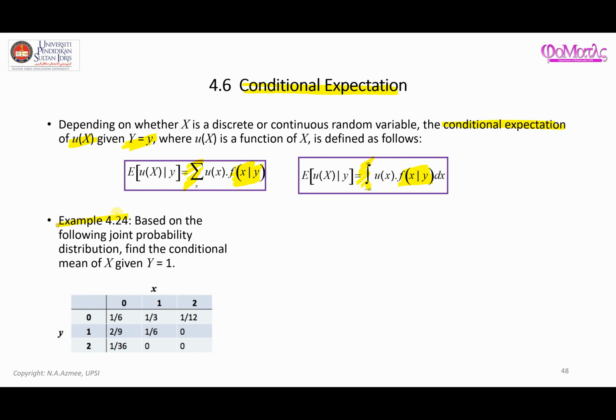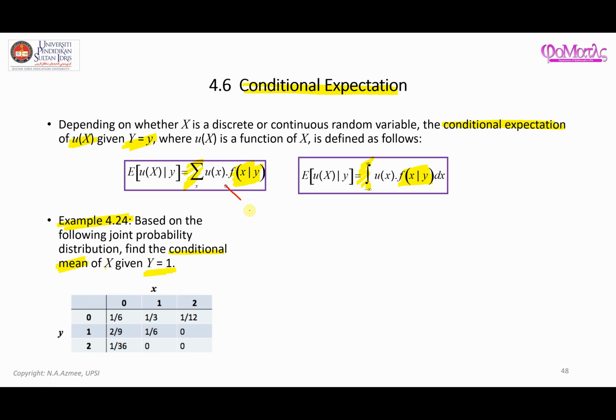Here is an example of a discrete case based on the joint probability distribution. This is the table that contains the joint probability of x and y. We're going to find the conditional mean. Whenever you talk about mean, you're talking about finding the expected value. So you're going to find the expected value of the conditional situation where y is given equal to 1. So you're going to find the conditional mean of x given y is equal to 1.